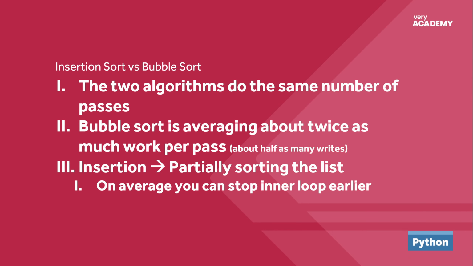But what you're going to find in general between insertion sort and bubble sort is that these two algorithms generally do the same number of passes over the data. However, bubble sort averages about twice as much work per pass, whereas with insertion sort, particularly where the data is partially sorted, the inner loop can stop earlier. Now, as pointed out in a comment from the previous tutorial, we could have added something to the bubble sort algorithm to stop the loop at certain points under certain situations. That would improve the performance of the bubble sort algorithm a little bit further.